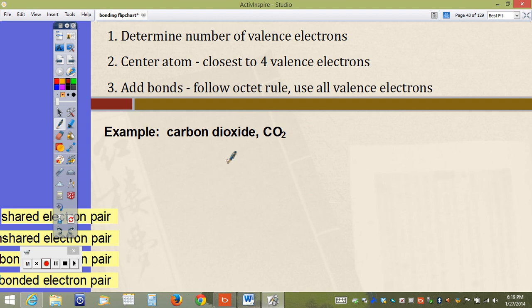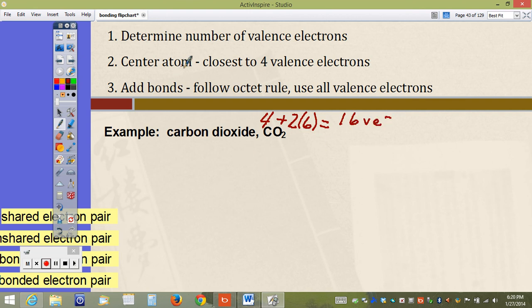Let's try our second example. The second example is carbon dioxide. As always, we're going to start with the number of valence electrons. So carbon has 4 valence electrons, plus there's 2 oxygens. Each one has 6. So we have 12 plus 4. We have 16 valence electrons.